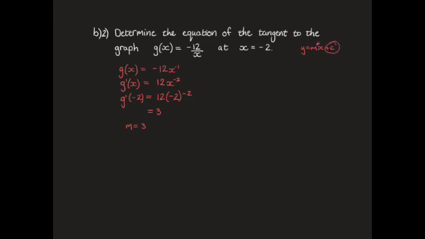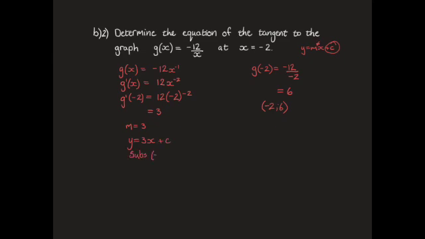We need to figure out what c is, and the way we're going to do that is substitute negative 2 into the original function, because that will tell us, let's just erase that x, and we'll substitute in the negative 2, and that will tell us the y-coordinate at that point. So our ordered pair is negative 2 and 6.